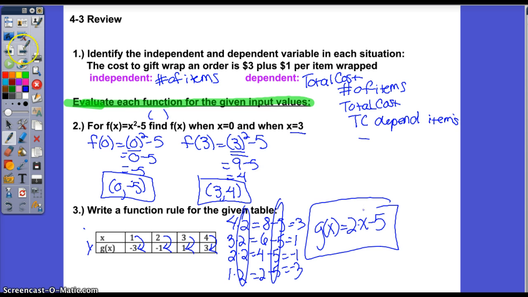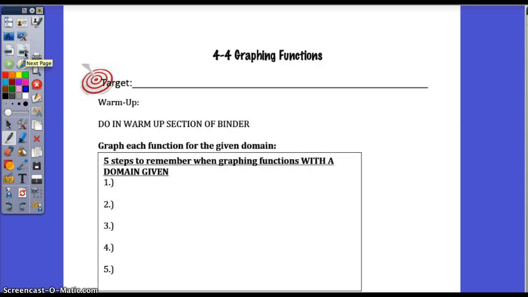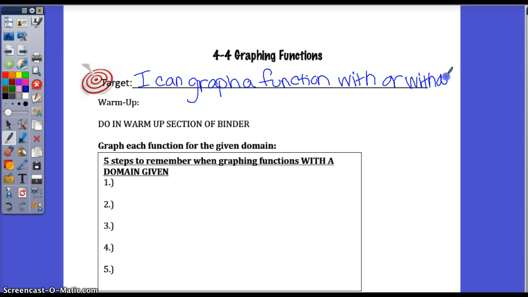Well, now today we know how to write them. We're going to go ahead and graph functions. So your learning target is: I can graph a function with or without a given domain. The first way we're going to do it is with a domain. So now we have a domain and x values are given.